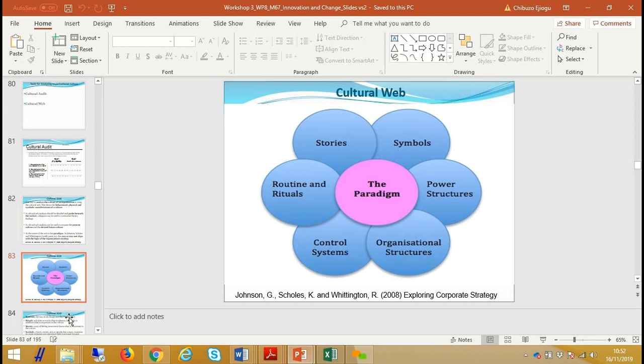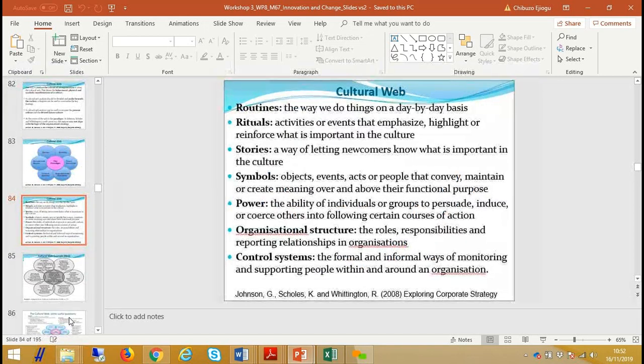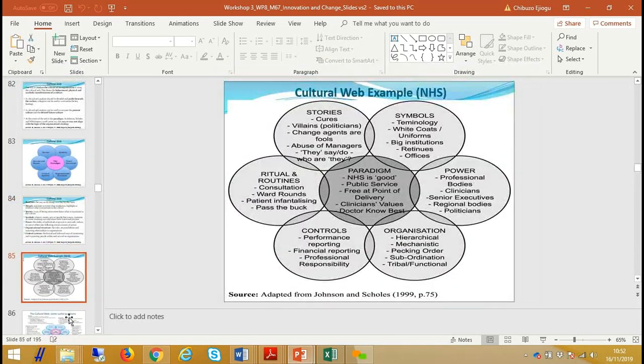So sometimes if you want to talk about an organization's culture, you can also use this model where you just look at the organization, and from your observation, from your analysis, you can identify what is key, what is valued in terms of symbols, stories, and so on, and overall you get your paradigm. So I'll give you an example of that in practice. This is NHS, which is the public health service in the UK.